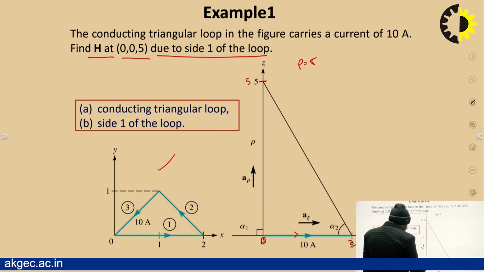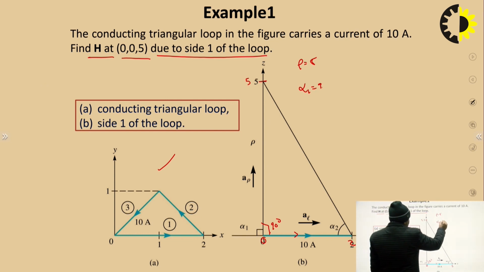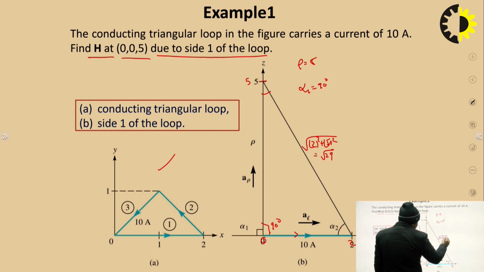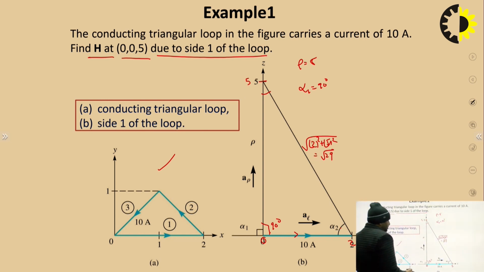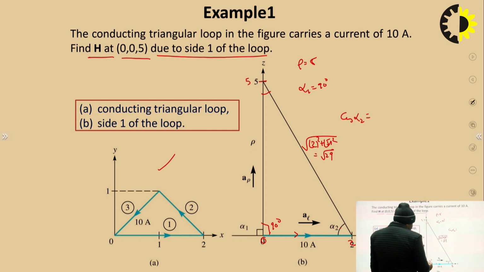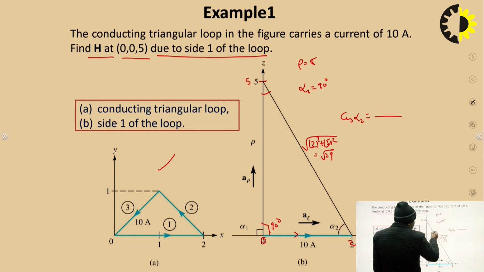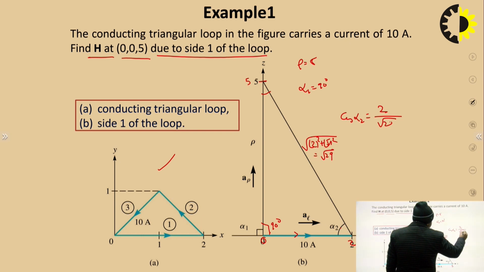Or this one is 90 degrees, or we can say alpha, given that alpha 1 is equal to 90 degrees, and this is alpha 2. What is the value of this? This one is under root 2 squared plus 5 squared, which is under root 25 plus 4, under root 29. So what is the value of cos alpha 2? Cos alpha 2 is equal to base upon hypotenuse. This distance is 2 and the hypotenuse is under root 29, so 2 upon under root 29.